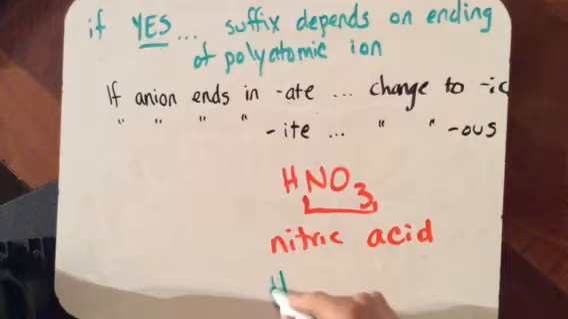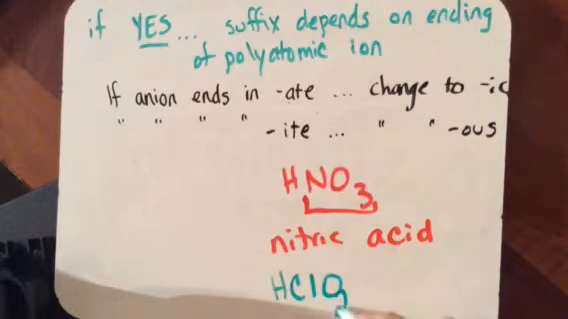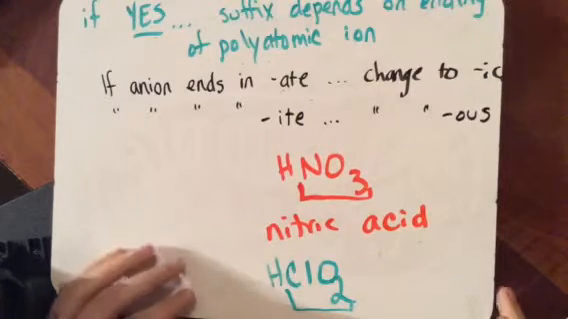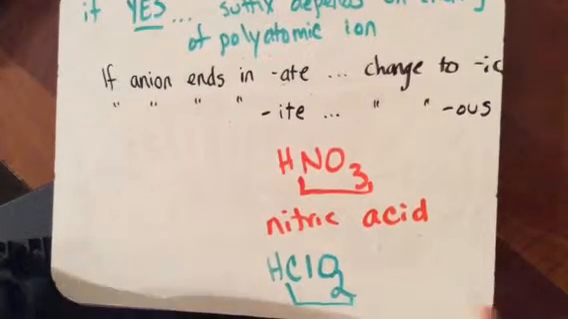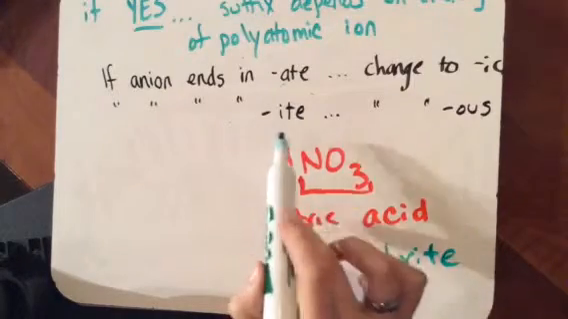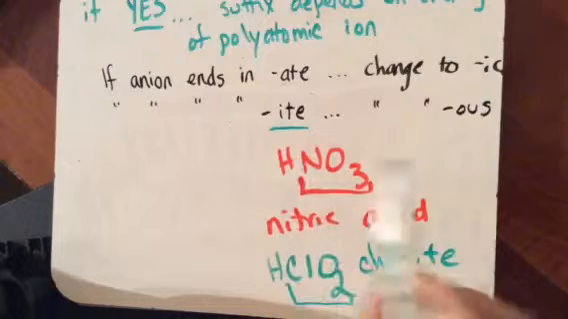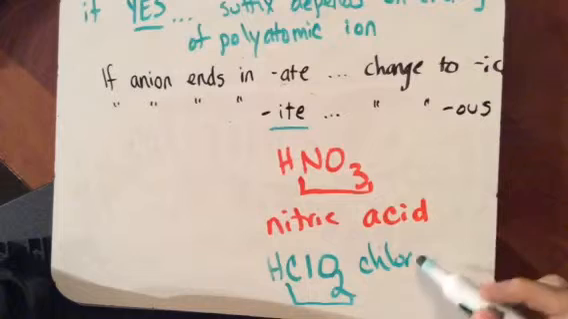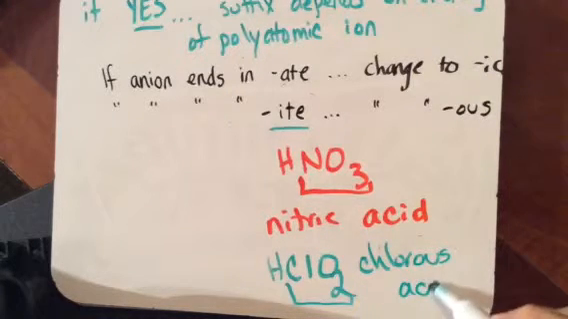HClO2. So again, the first thing we need to do is, well, we are noticing that there is oxygen, so we're going to ignore that whole hydro business, but we have to identify what this polyatomic ion is. And if you look in your reference pages, ClO2 is chlorite. Now, notice that if your polyatomic ion ends in ITE, then you're going to change it to OUS. So this is not going to be chlorite, it's going to be chlorous acid.